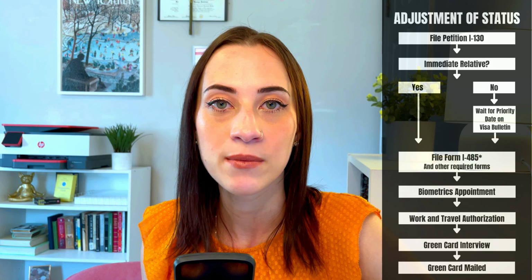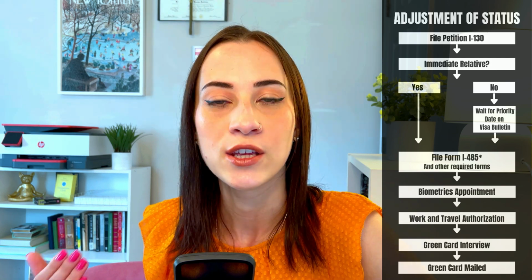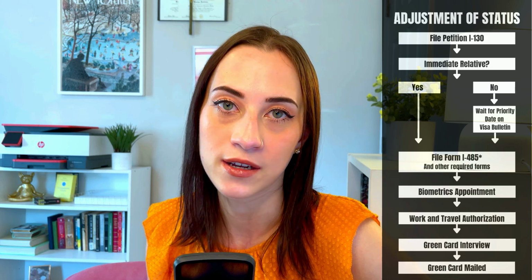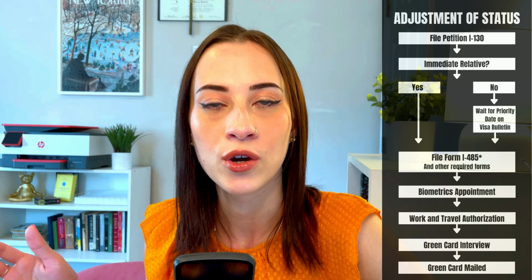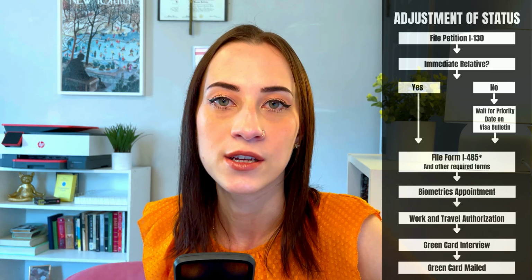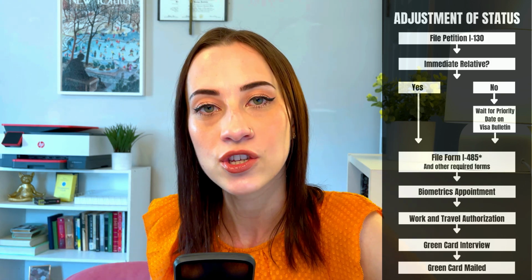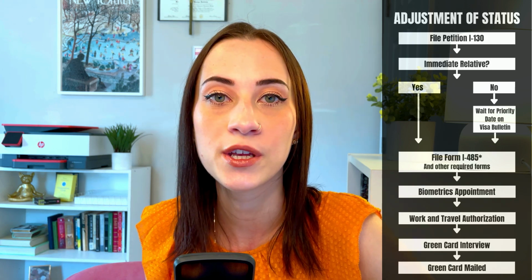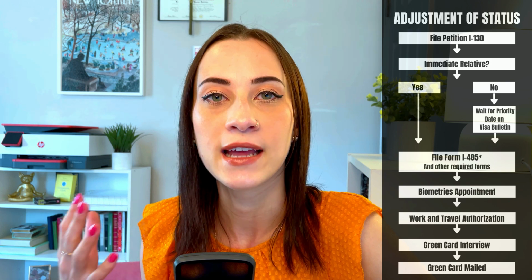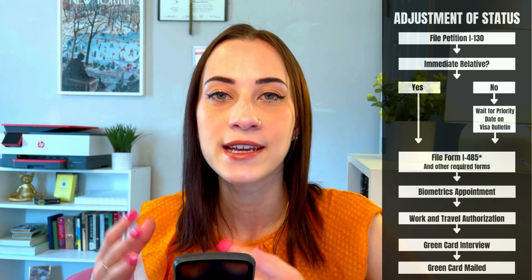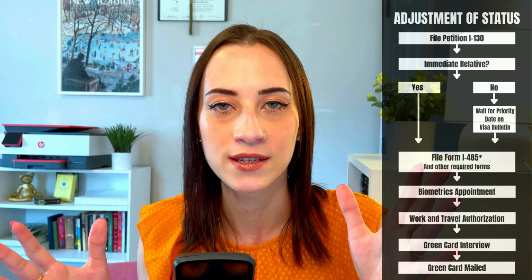And in the meantime, after your biometrics are done, you will receive your employment authorization and your travel document. And then with those, you can work, you can travel temporarily until you get an invitation for a green card interview. After your interview, hopefully you will get approved, and after that you will receive your green card in the mail. So that is the adjustment of status process.